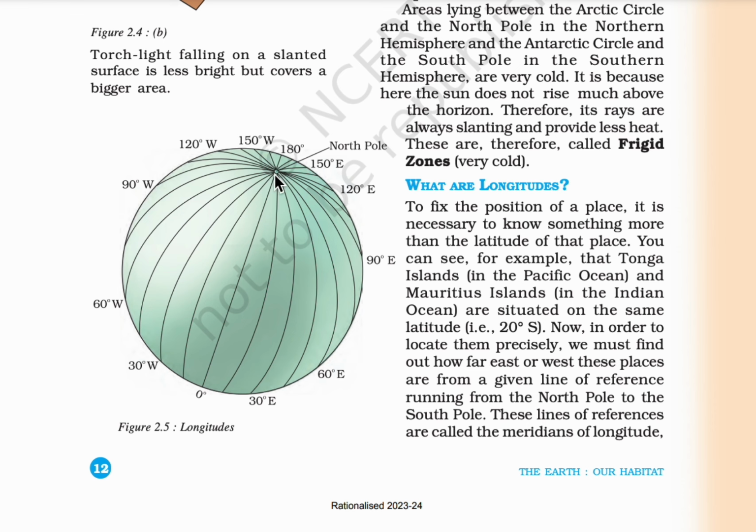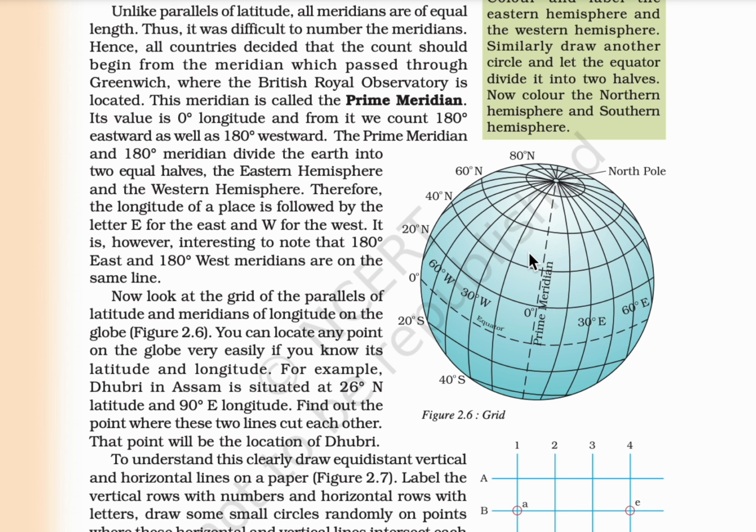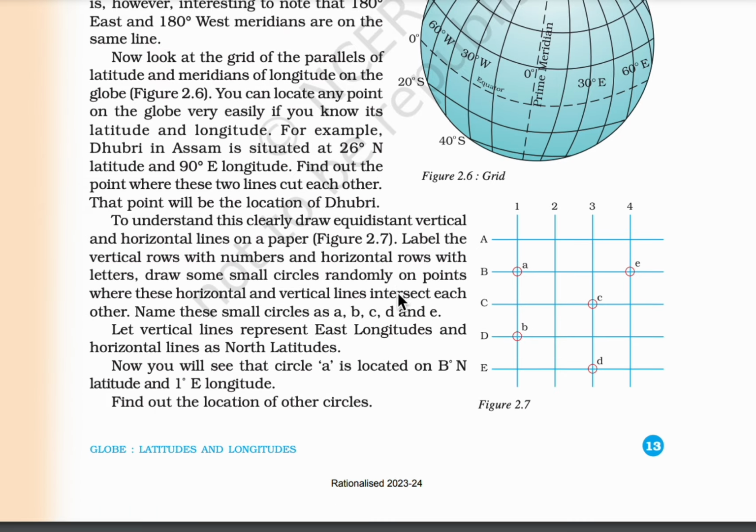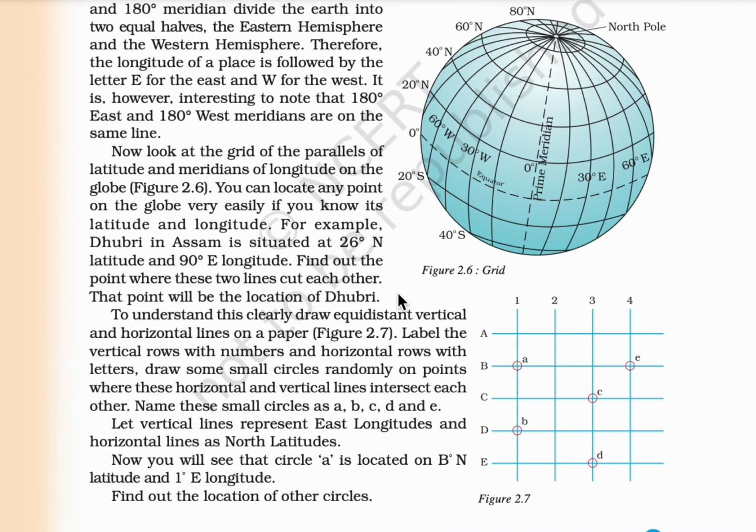The longitude from where the British Royal Observatory is passed, that longitude is the 0 degree longitude. So that meridian is called the prime meridian. It divides the earth into the eastern hemisphere and the western hemisphere. Using latitudes and longitudes, we can spot the exact location. Both latitudes and longitudes are very important to point out the exact location on the earth.